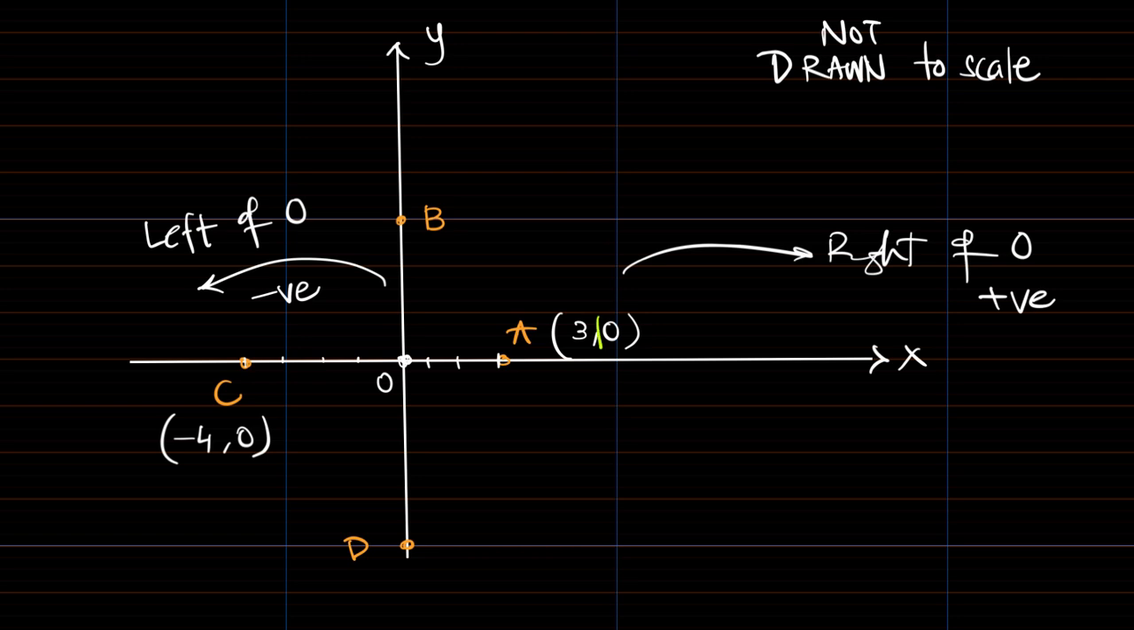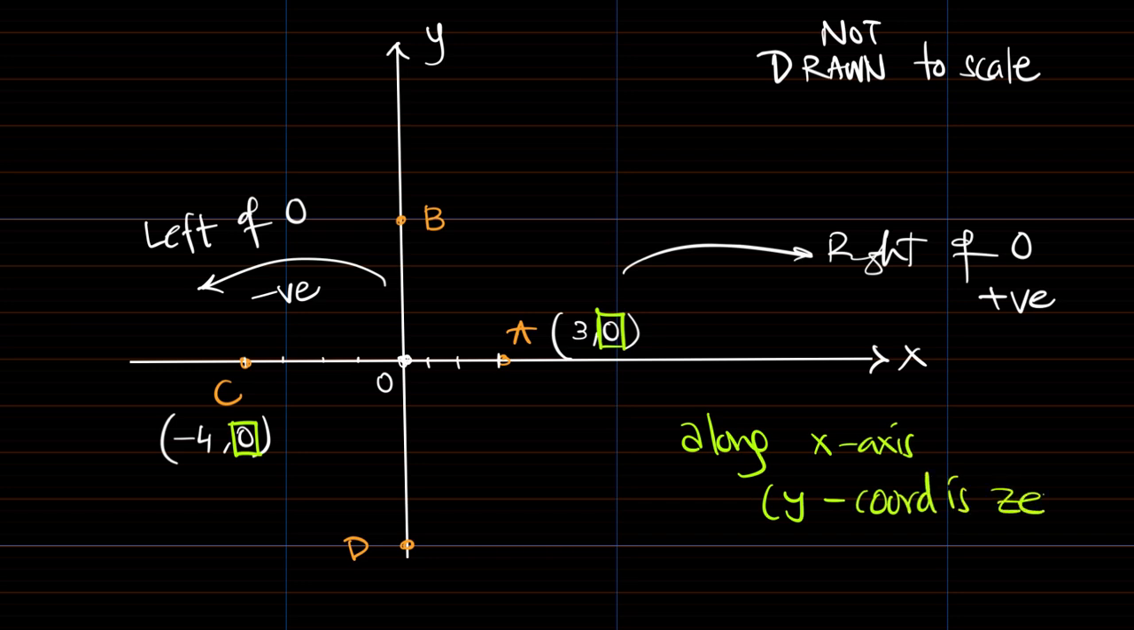Now someone can ask this question, why am I labeling the y coordinate as 0? Because when we are moving along the x-axis, there is no increase or decrease in height with respect to the origin. I'm not going up, I'm not going down, I'm moving along the x-axis. So remember the keyword: along the x-axis, the y coordinate is 0, because the height is neither increasing nor decreasing with respect to the origin.